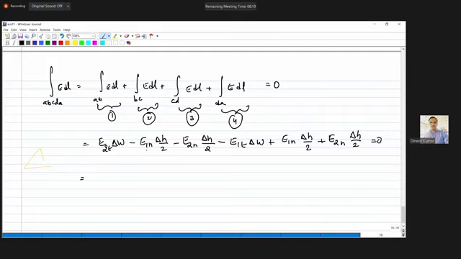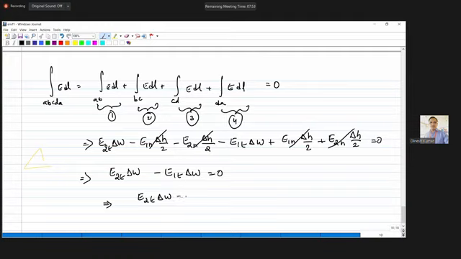See here, plus E1n delta H by 2 and minus E1n delta H by 2 will get cancelled. E2n delta H by 2 plus E2n delta H by 2 will also get cancelled. So finally, the equation is E2t delta W minus E1t delta W is equal to 0. So finally, E2t delta W is equal to E1t delta W.